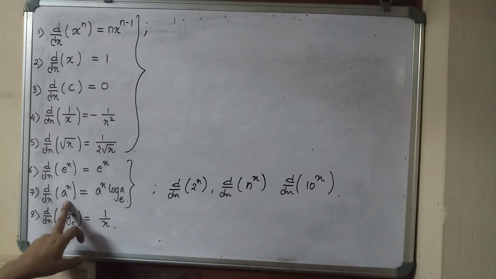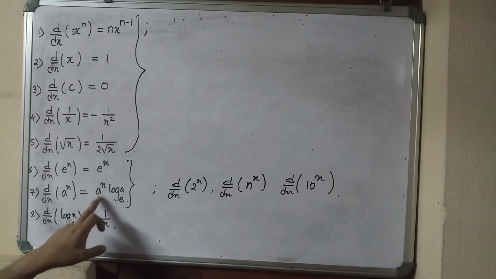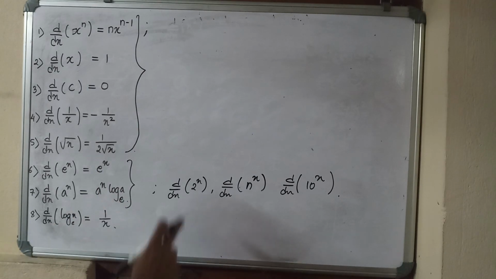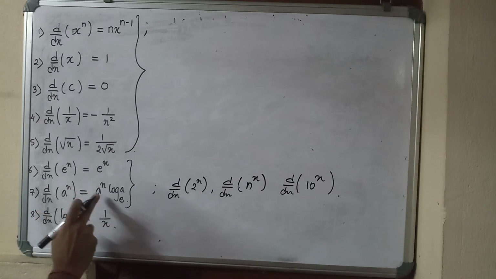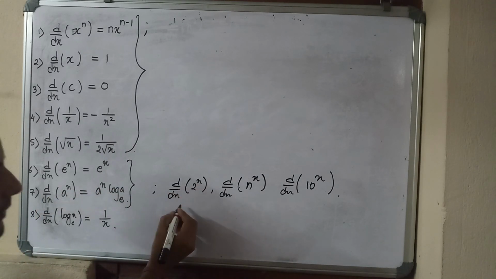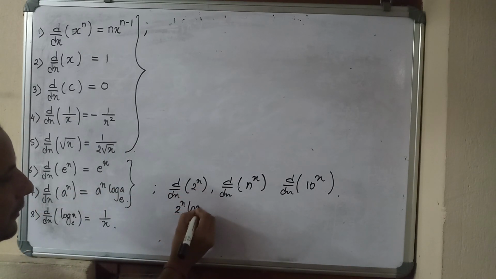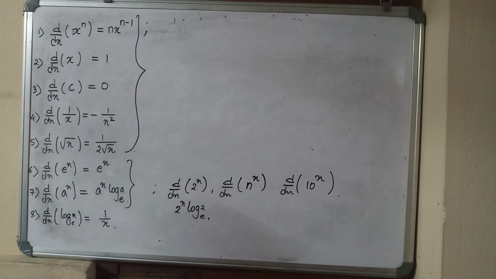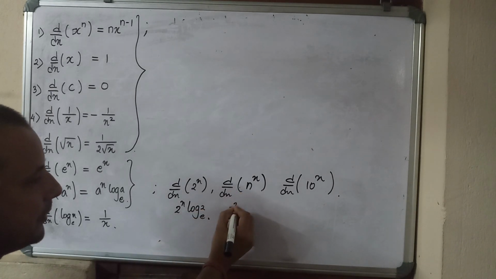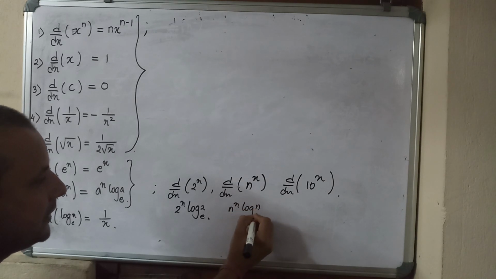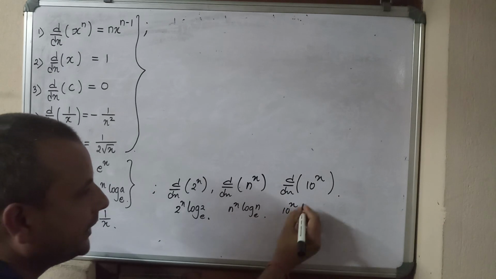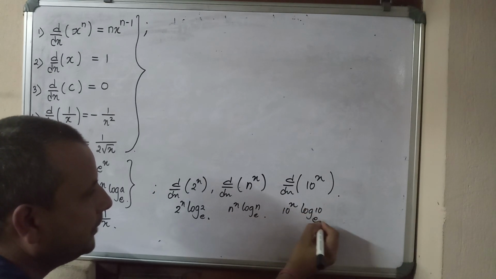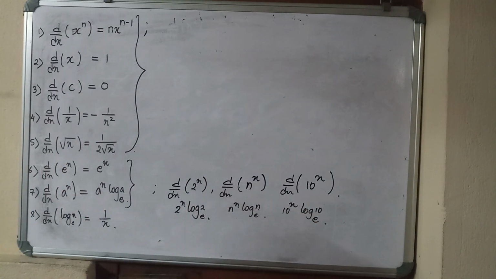Always think about the e to the power x formula; the formula is e to the power x log e to the base e. If I differentiate 2 to the power x, it will be 2 to the power x log 2 to the base e. For n to the power x, it is n to the power x log n to the base e. If I differentiate 10 to the power x, it will be 10 to the power x log 10 to the base e. You can apply these formulas this way. Now the logarithmic function, log x.